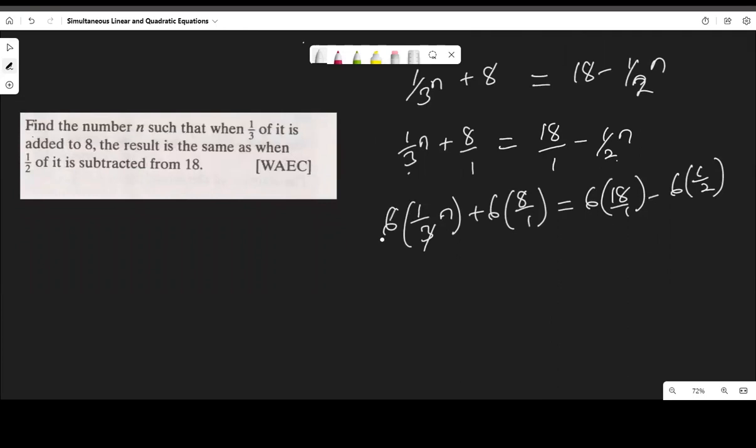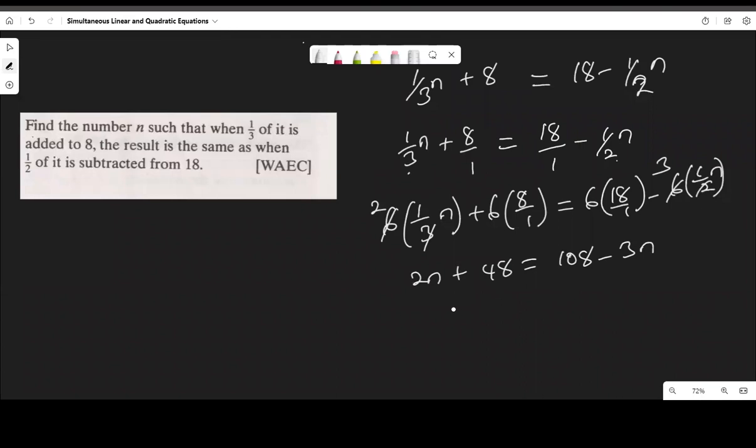3 here, 1, 3 here, 2. 3. 2 times n is 2n, plus 6 times 8, 48, equal to 6 times 18, 108, minus 3. I forgot to put n here, 3n.